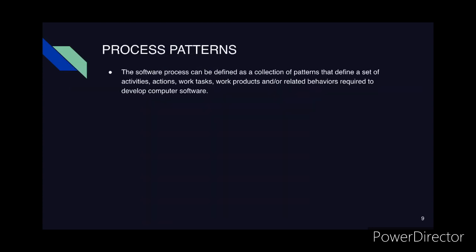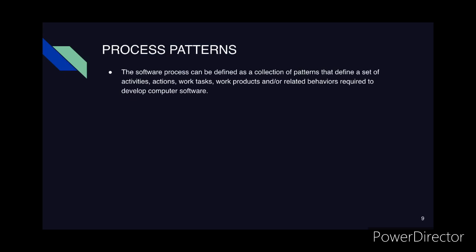So now let's learn about process patterns. Process patterns are nothing but just the steps which we use to create a software, or the frameworks which we go through to create a software. Process patterns are the software process which can be defined as a collection of patterns that define a set of activities, actions, work tasks, work products, and or related behaviors required to develop computer software. Different activities and different actions can be communication, planning, implementation, testing, etc.